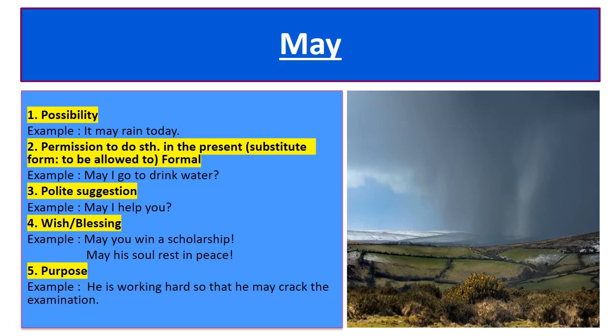Next use is purpose. For example, he is working hard so that he may crack the examination. वो हार्ड वर्क कर रहा है. हार्ड वर्क करने का पर्पस क्या है? उसे एग्जामिनेशन क्रैक करना है, एग्जामिनेशन में पास होना है.